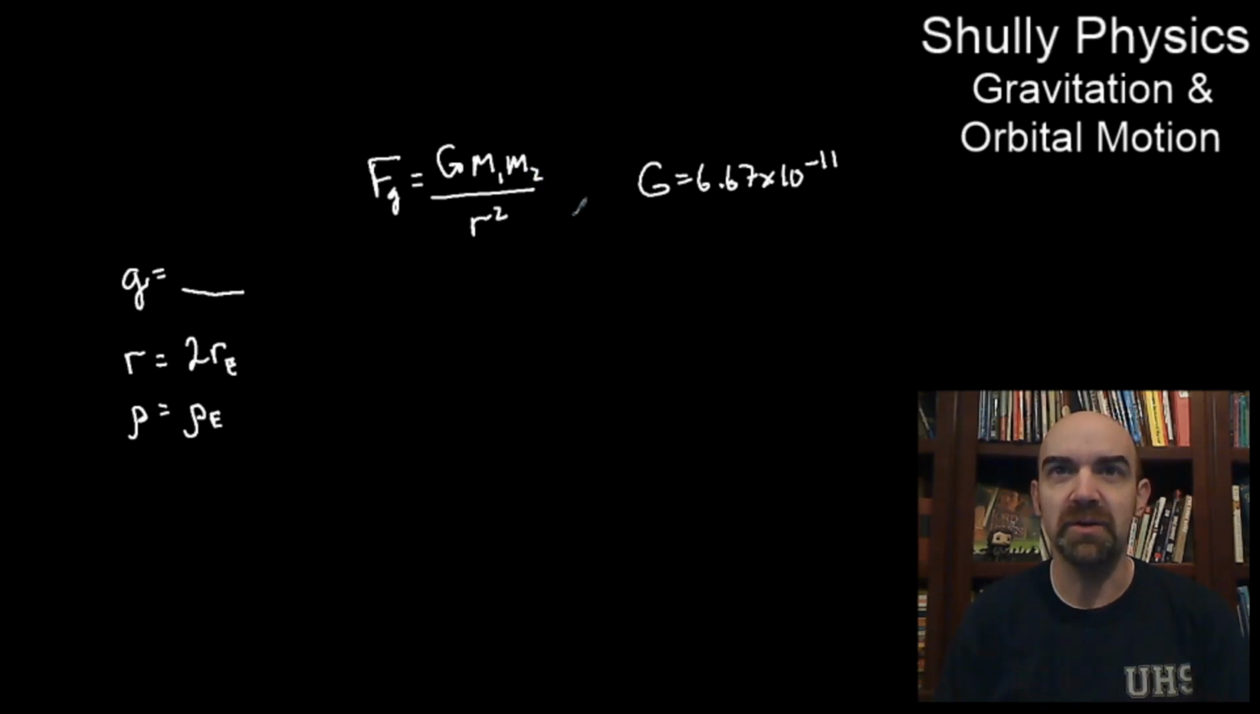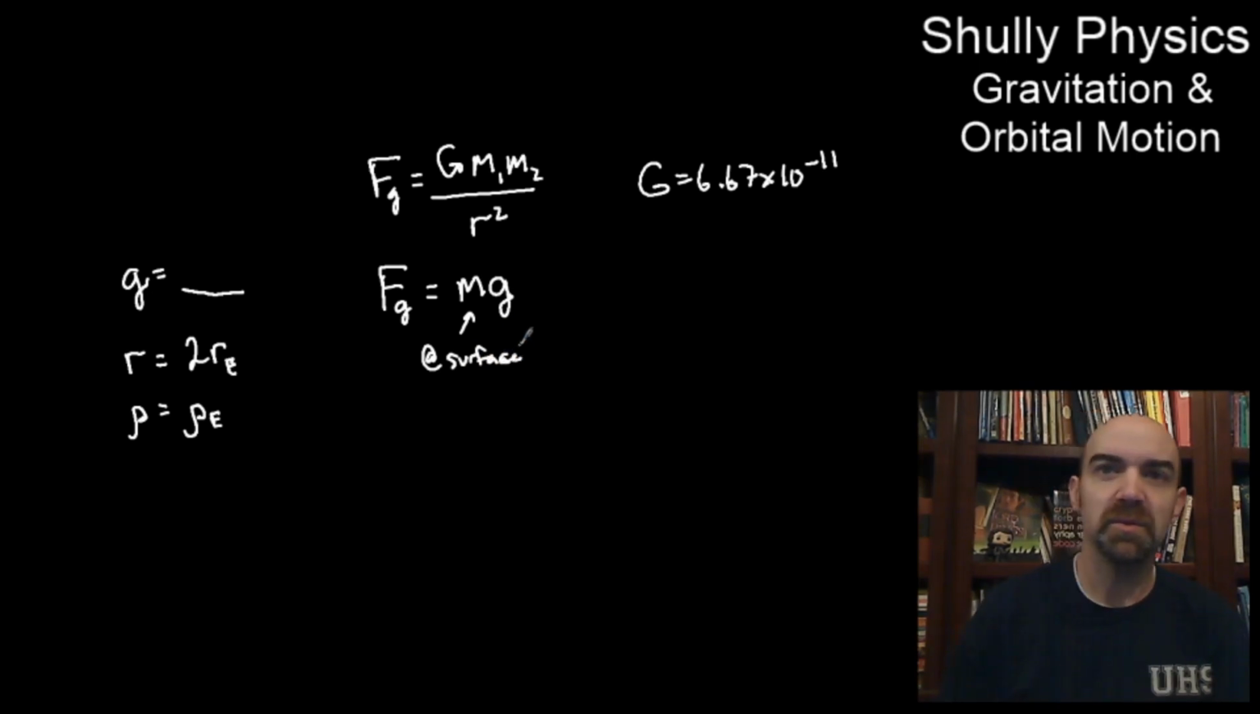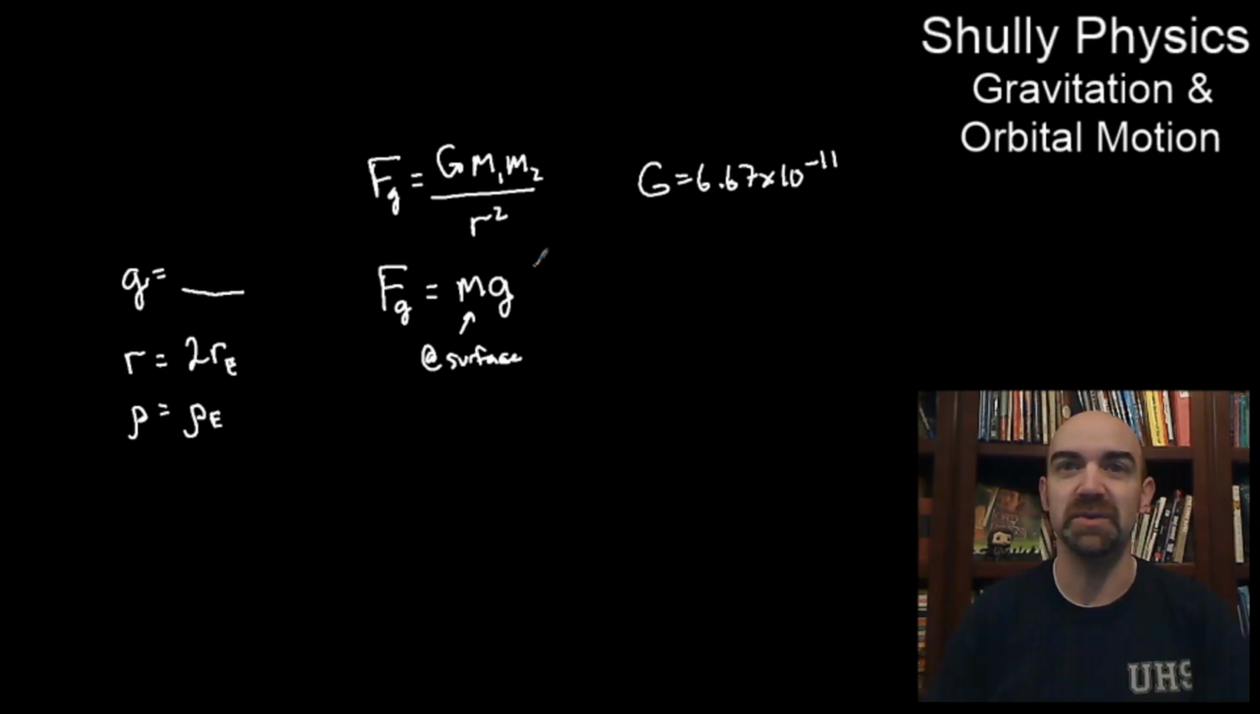Now, what character are we looking for here? Small g. Just as a reminder, the gravitational force is also mg for a mass at the surface. And that's what we're looking at here. What is the acceleration due to gravity for a mass at the surface of this new extrasolar planet that's not attached to our sun gravitationally? So this is mass at the surface.